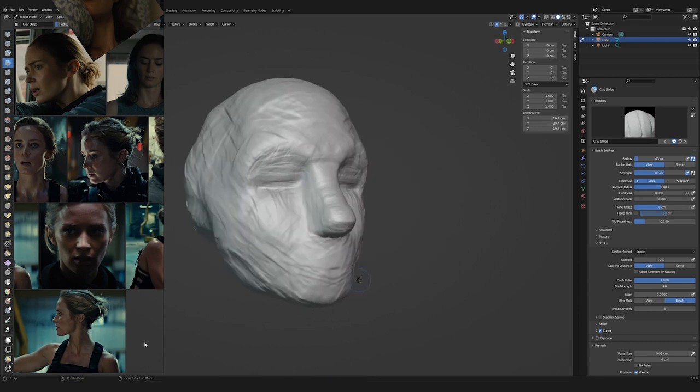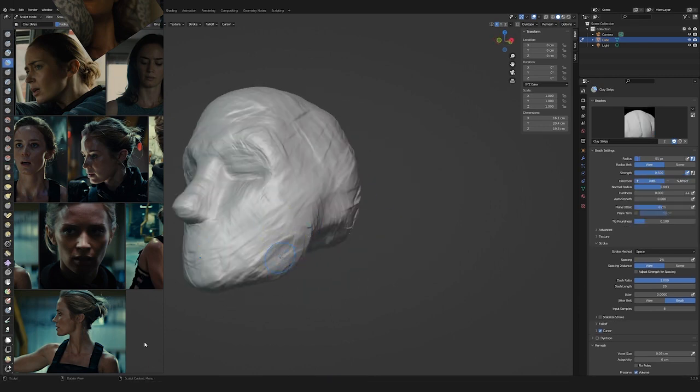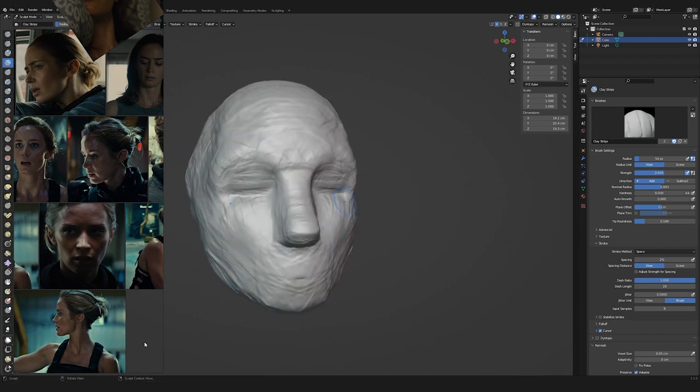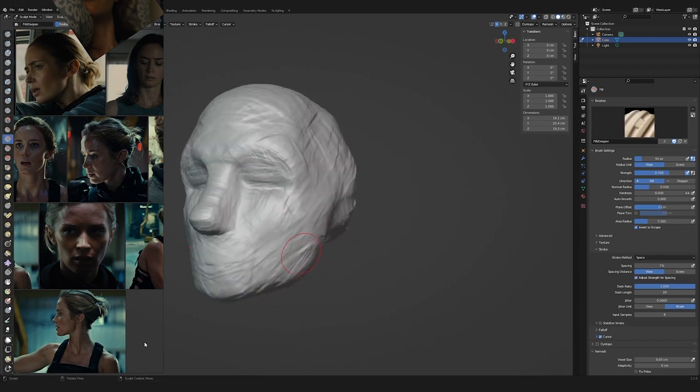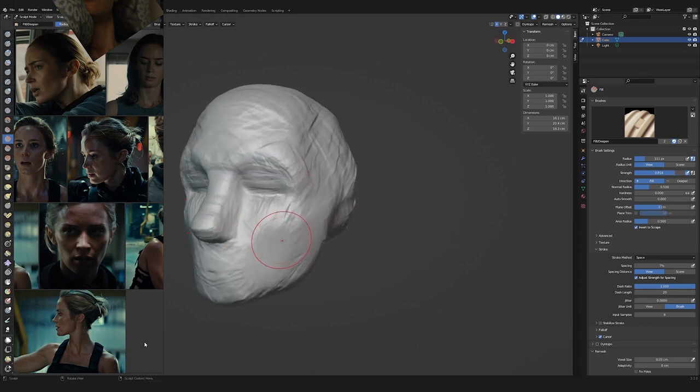And the more that you train your eye to be able to spot where the primary planes are on the face, the better you're going to get at those, and the easier of a time that you're going to have to define those primary planes on a head.